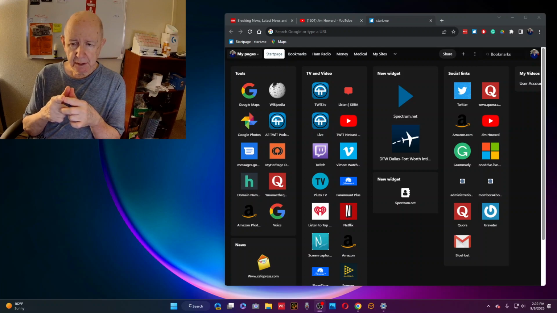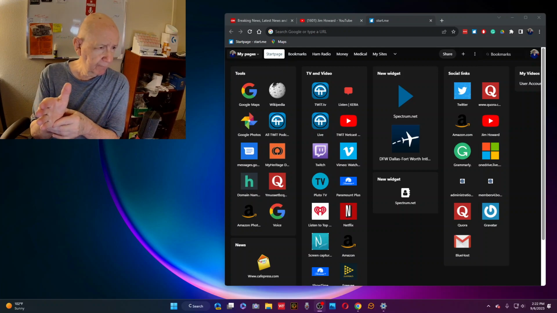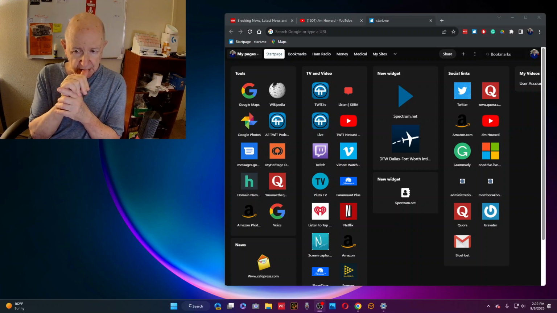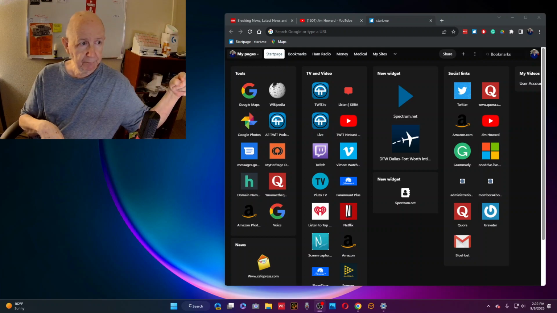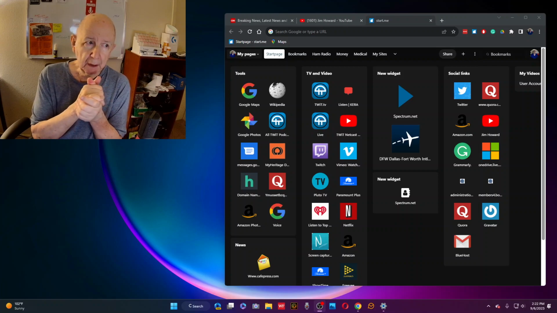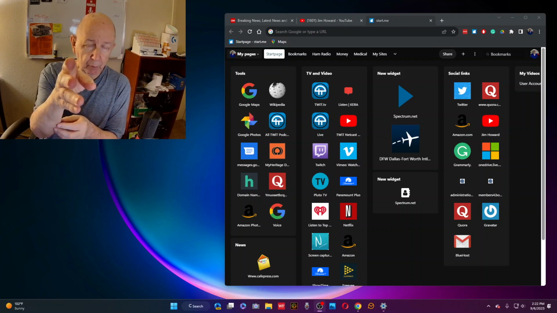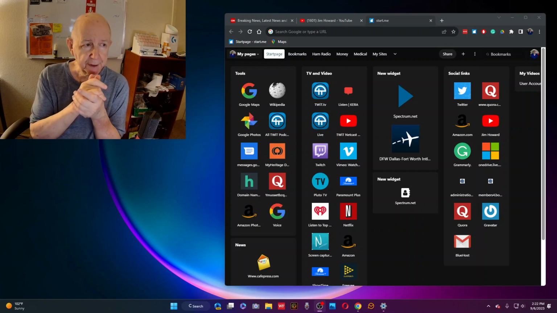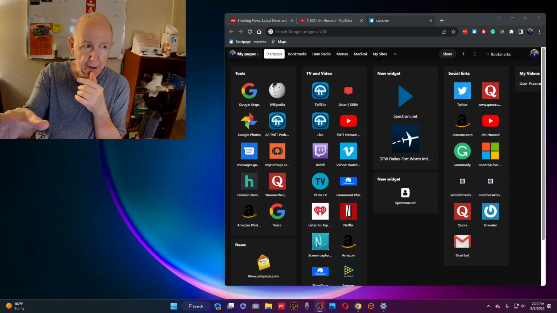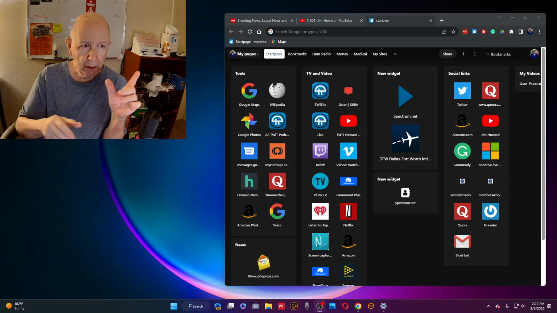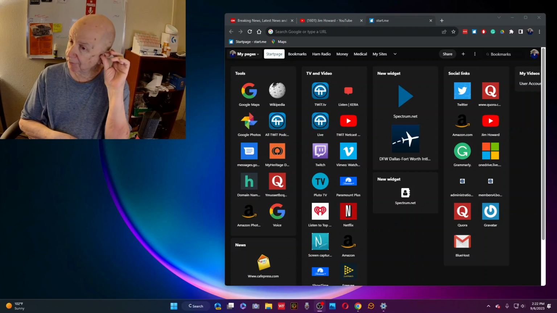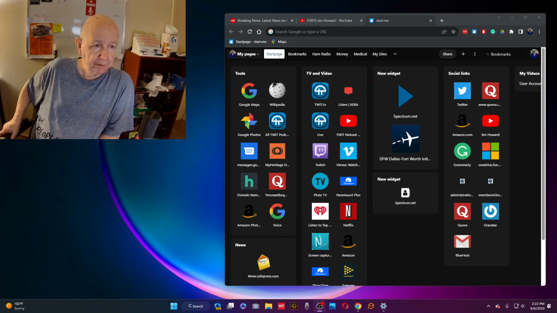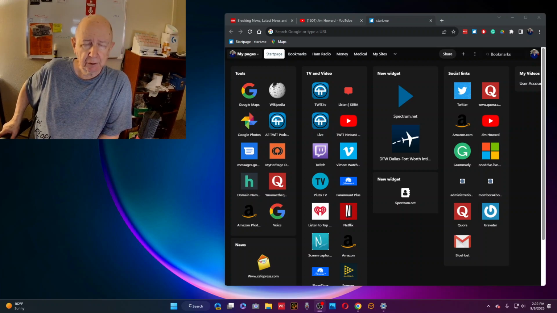And this is an LG monitor. The Razer camera is up on top of it. Now that's this monitor here. And this monitor over here has the OBS control panel.